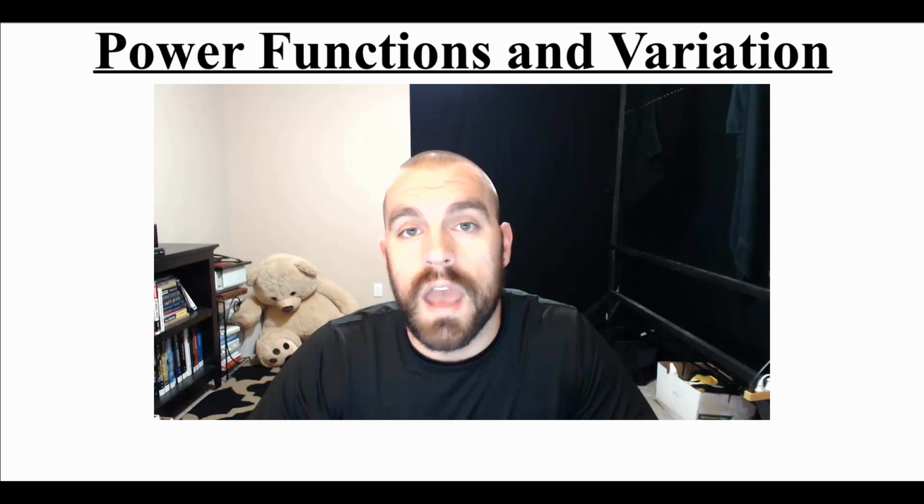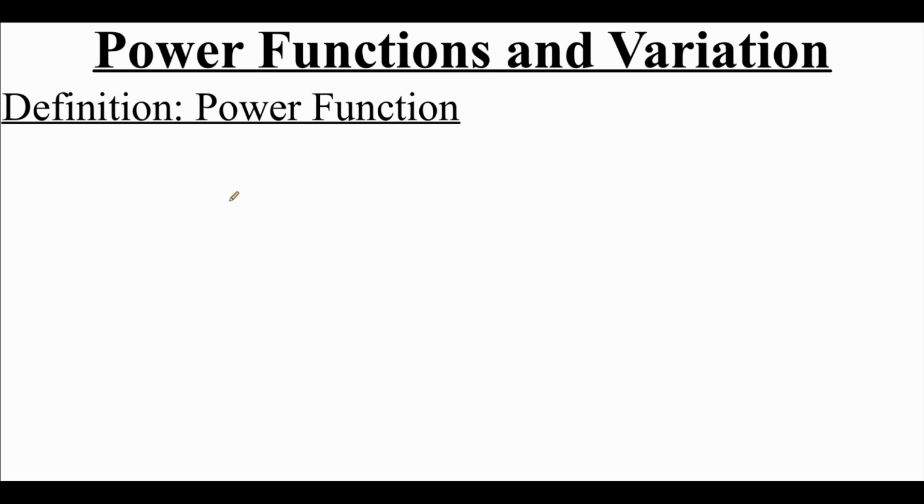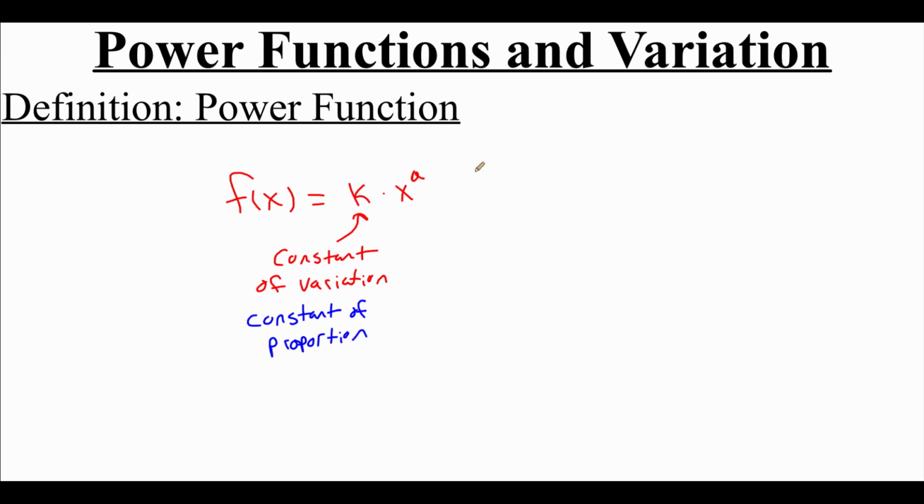In this video we're going to look at power functions and variation. When we're talking about a power function, we're looking at a function that's written in the form k times x to the a power. And in this function, both k and a are non-zero constants. That k value is called the constant of variation, or you may sometimes hear it called the constant of proportion. And that a value, or that exponent, is just the power of our function.